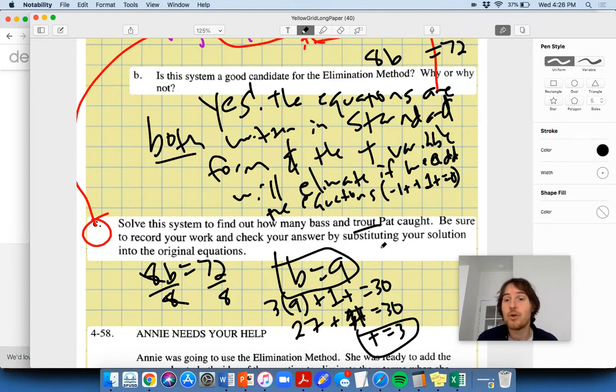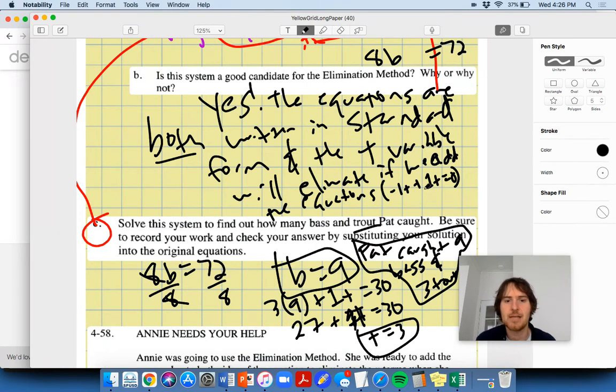I would write your answer as a sentence, though, so that Emma has an easier time finding it. Pat caught 9 bass and 3 trout. Ideally you're checking your answers here too. That'd be very nice if you did that. That makes us happy here.